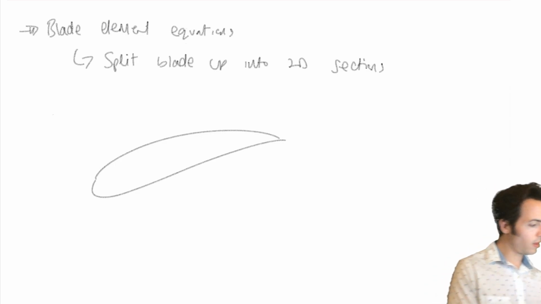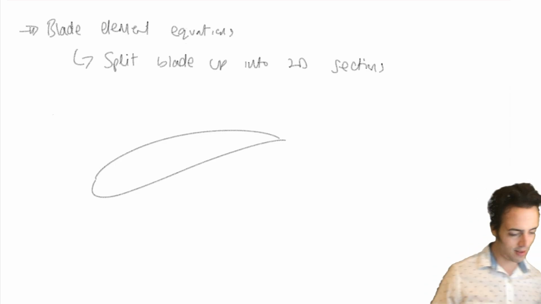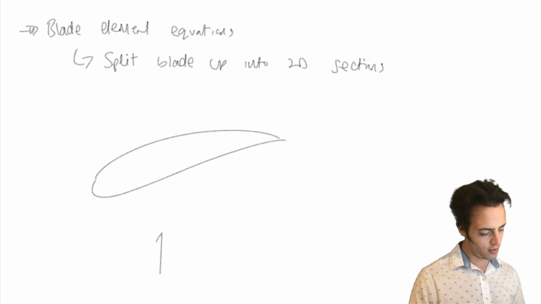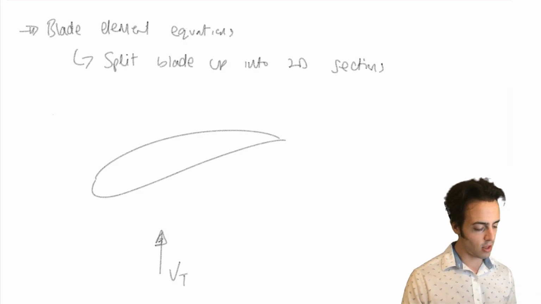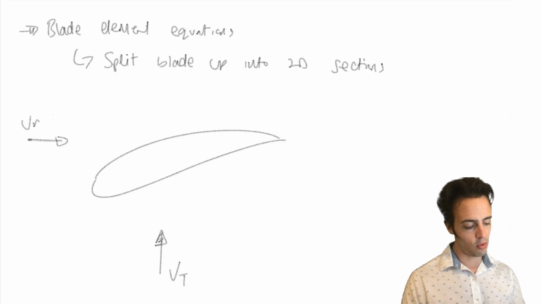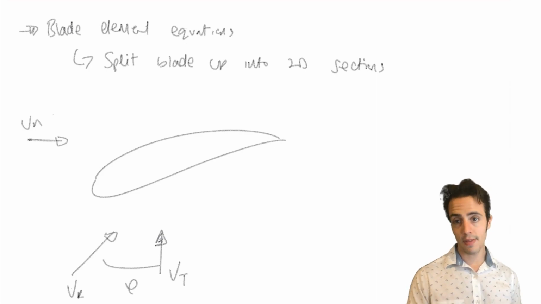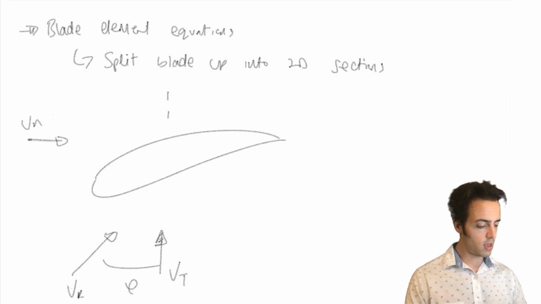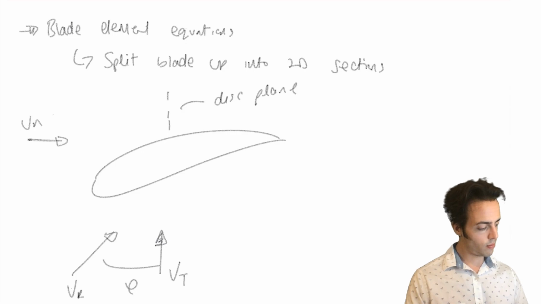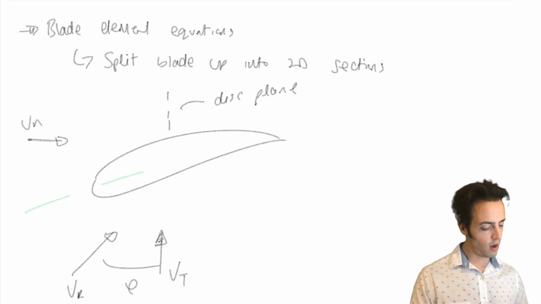We've got an in-plane velocity, which is Vt, our tangential velocity, and we've got our normal velocity. These two combine to give us a resultant, let's call that Vr, which approaches the propeller disc plane at the advance angle phi. So this is our disc plane. We'll put our blade zero lift line on here.